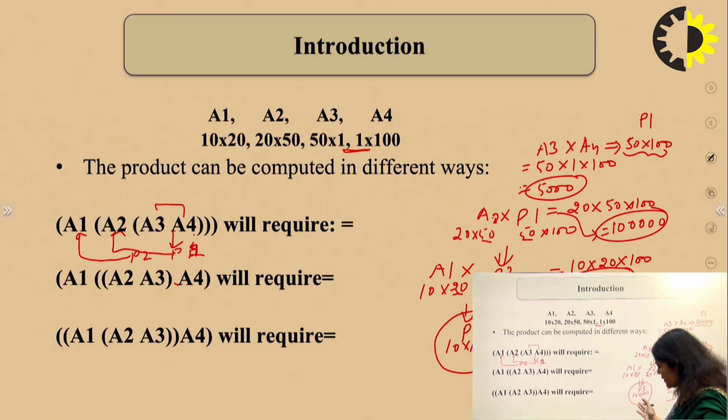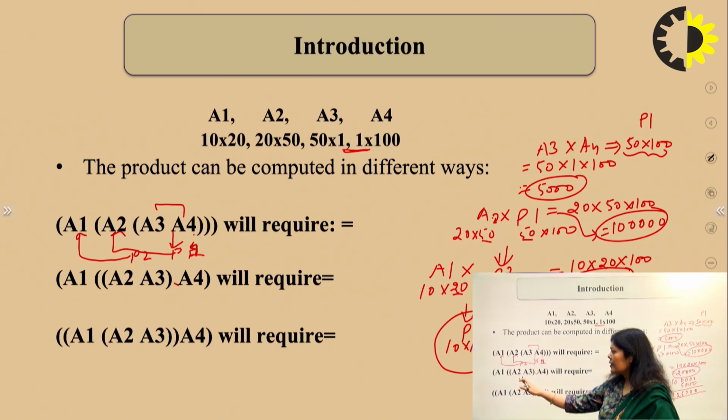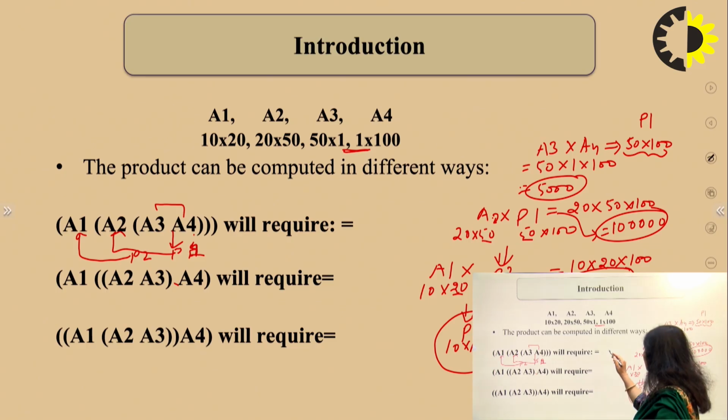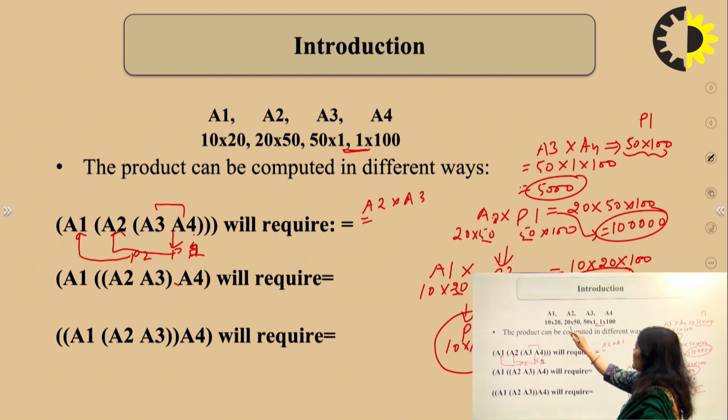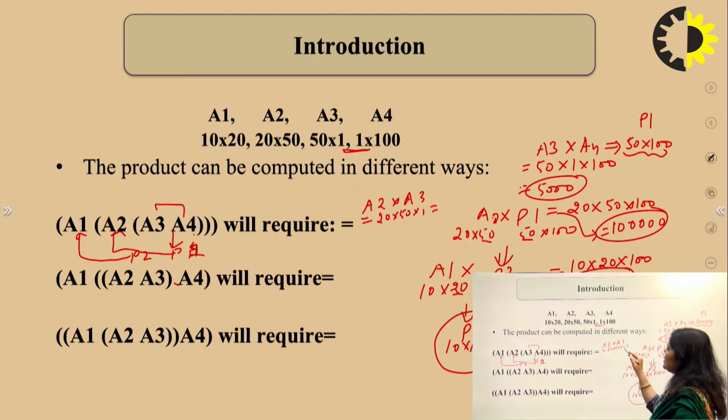Now, if I change the sequence of these matrices, and I try to multiply A2 by A3 first, the total number of multiplications that I need to calculate here will be equal to 20 cross 50 cross 1, and this will give me 1,000 scalar multiplications.